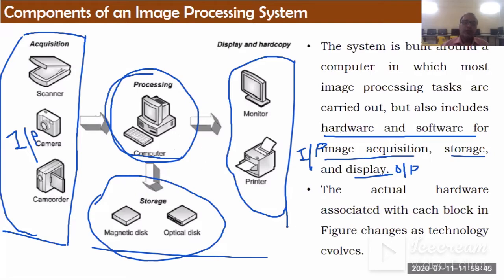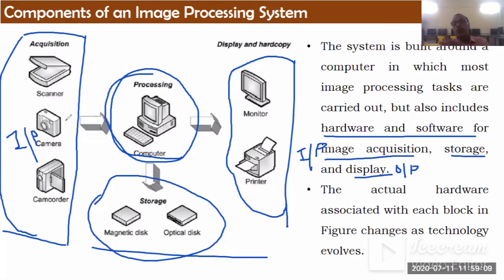For input purposes, there are lots of input devices for the image. It may be the scanning of the image, it may be a camera. We already studied these input types: by using X-rays, gamma rays, ultrasonic rays, visible rays, infrared rays. All these are inputs of images for the processing.